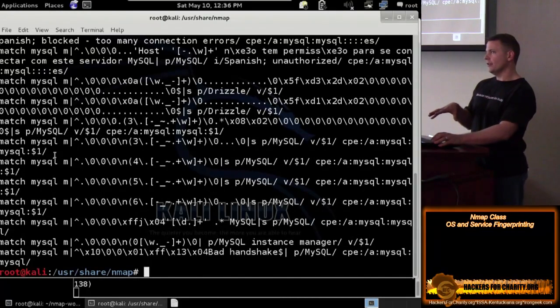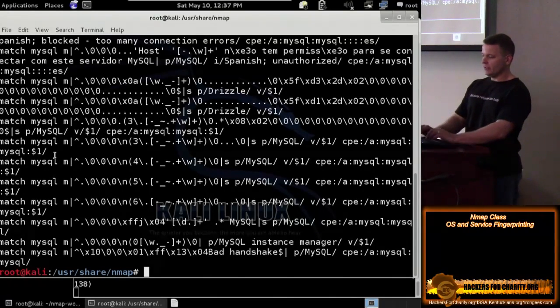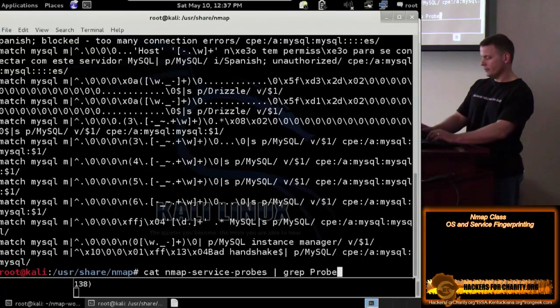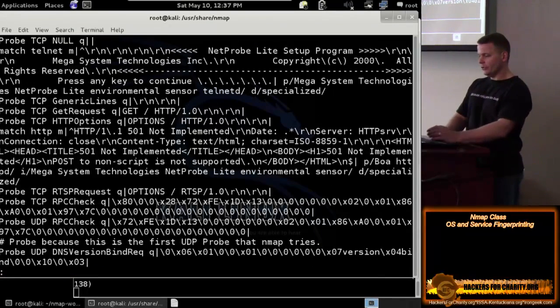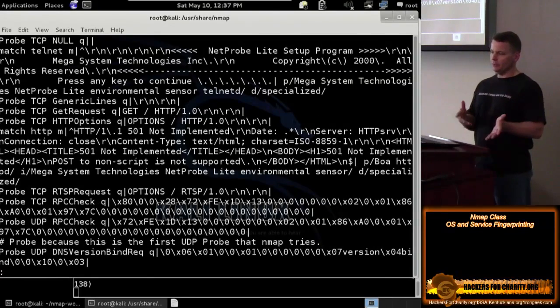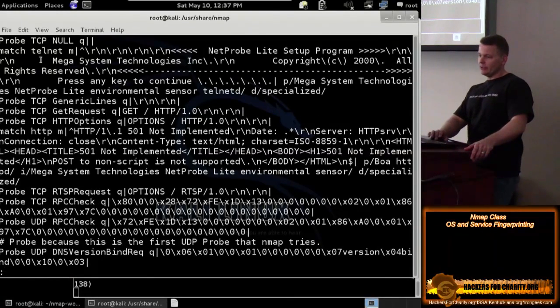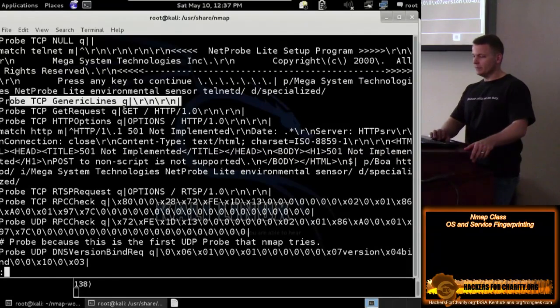So any questions on how the service probes are defined or how the matches are sent out? We can take a look at some of the other probes as well. Remember, the probe starts with the probe declaration. So you can find the probe by grabbing on the word Probe, capital P. So here's the first one we looked at. It was the TCP null probe. And here's some more. So this probe here is doing the carriage return line feed and carriage return line feed.